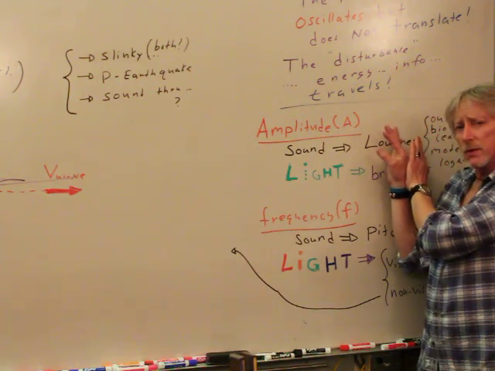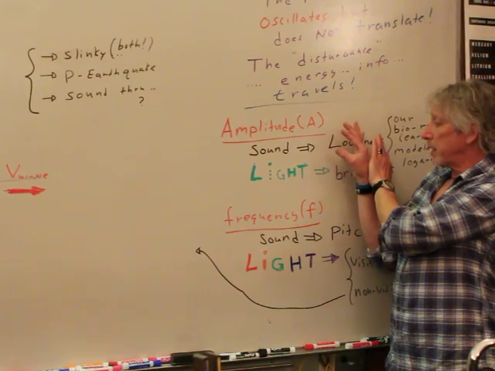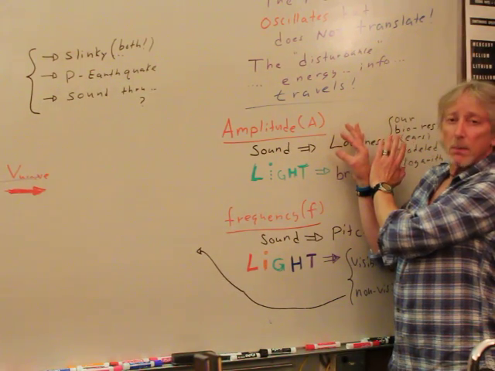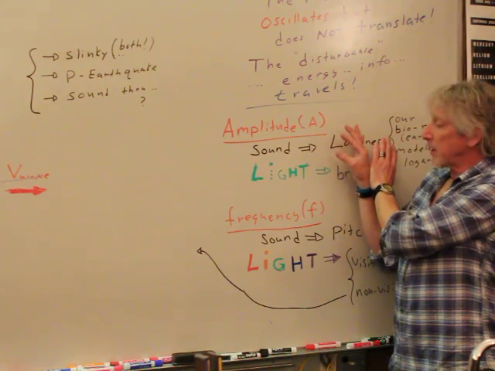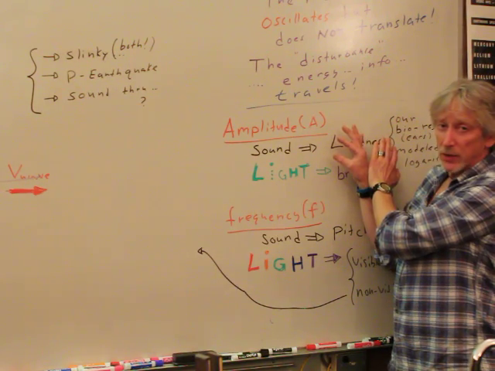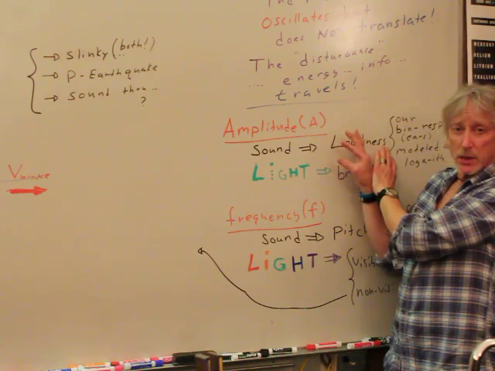Light and sound are very, very different phenomena. Speeds are very different, right? Sound travels about 340 meters per second. Okay? That's about 700 miles an hour. Light travels about 300 million meters per second, about 1 million times more, right?